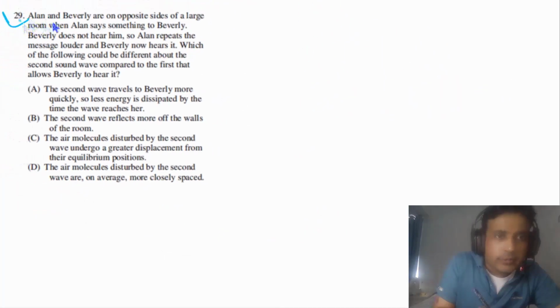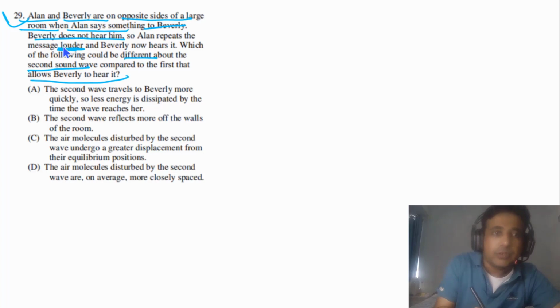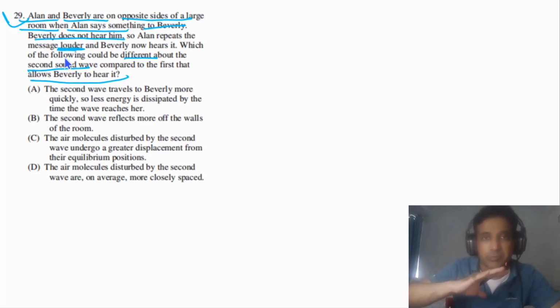Question 29 says Alan and his friend are on opposite sides of a large room. When Alan says something, his friend does not hear him, so Alan repeats the message louder. Louder is very important, and his friend now hears it. Which of the following could be different about the second sound wave compared to the first that allows his friend to hear it? So in this case it is given to us the second sound is louder, the medium is the same, so speed is the same.